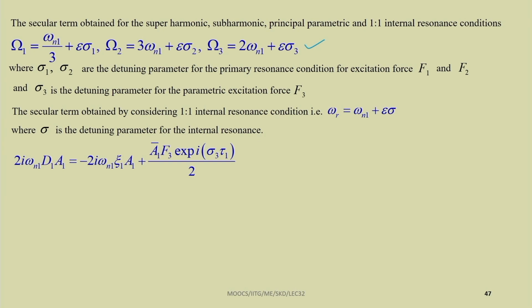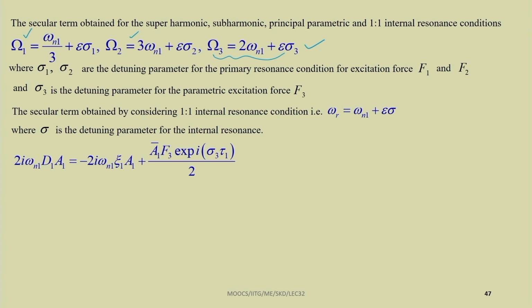This is the condition for superharmonic, that is omega 1 equal to omega n1 by 3, and this is the condition for subharmonic, that is omega 2 equal to 3 times omega n1 plus epsilon sigma 2. And for principal parametric, omega 3 equal to 2 omega 1 plus epsilon sigma 3.